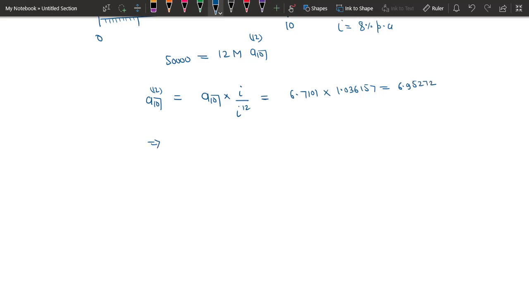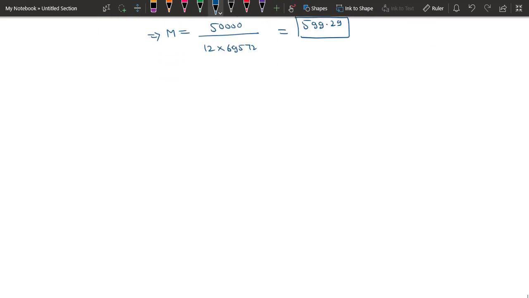This way we can calculate our M to be equal to 599.29. So we are paying 599.29 as an installment at the end of every month for 10 years to repay our loan of 50,000 rupees.